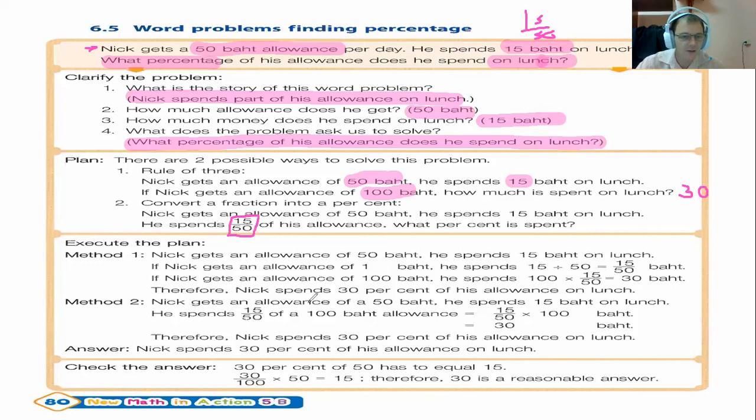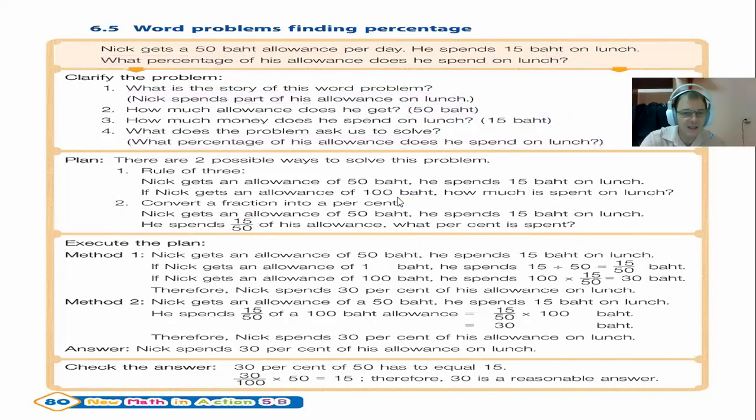So over here, the first one, the rule of 3, is what they're trying to do, which is to work with 100. It's very easy to find the percentage if we have 100. But sometimes doing it this way, we might make mistakes or not answer it properly. So I like to use the second method. Over here, they calculate everything for us. I'll do it on the whiteboard so it's a little easier to see. So they say he gets 50 baht.